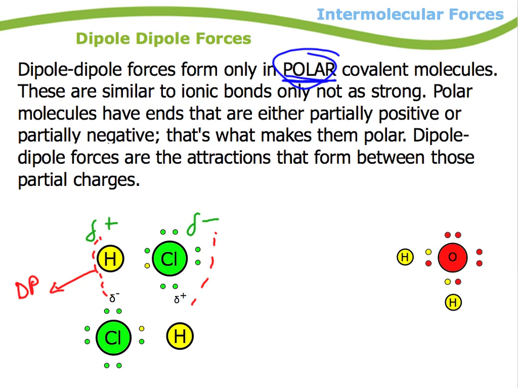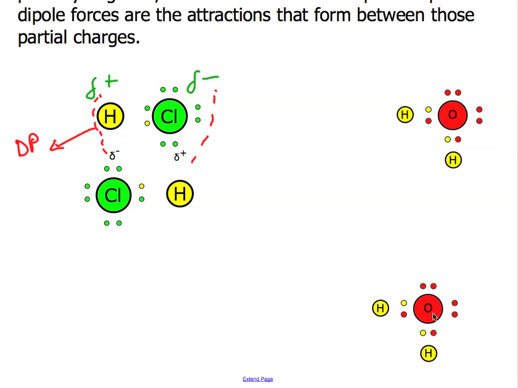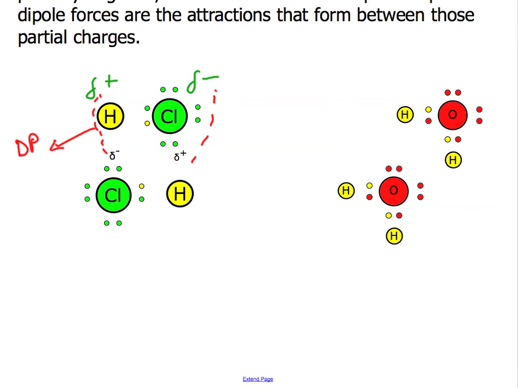Here's another example, water. With water, I'll just draw how it would be. Here's a bunch of electrons over here, so this side of the molecule would probably be partially negative. This side might be partially positive. So in this molecule, this side would be partially negative, this side would be partially positive. So here, partial positive, partial negative attractions there. Okay, and those are dipole-dipole forces.